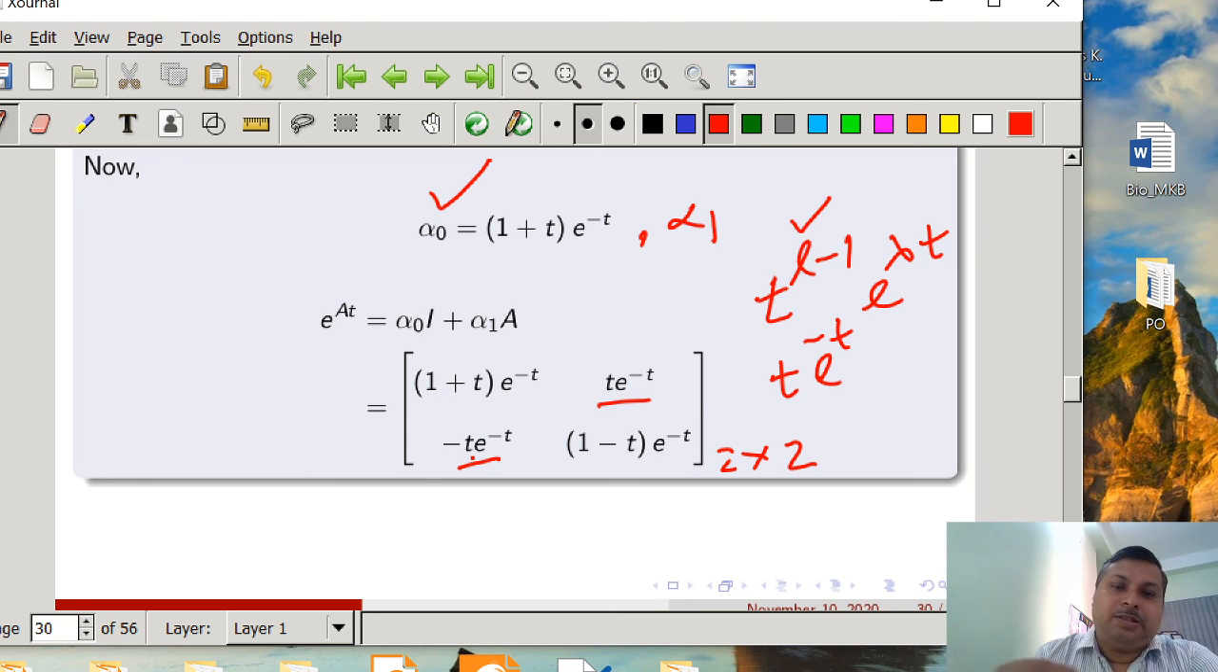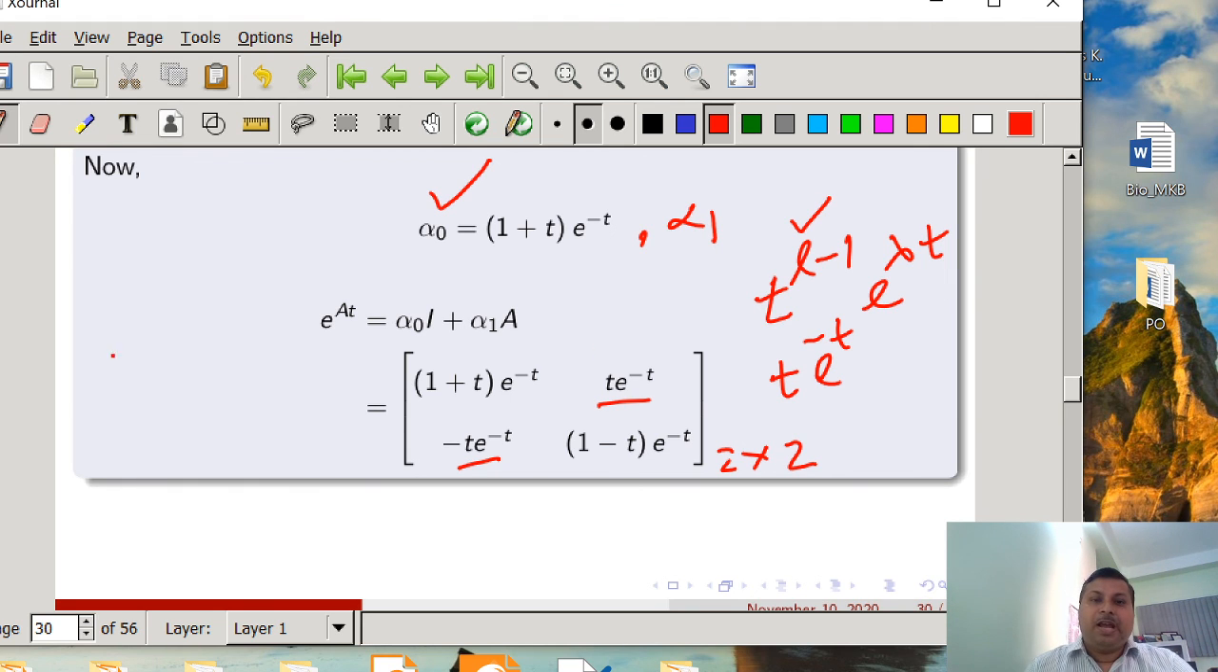Here I told you that the elements of e to the power At have to be observed for different cases when the pole locations are different, and only then can you understand that when we discuss the stability of the system, the elements of e to the power At will play a key role to decide the stability of the system.